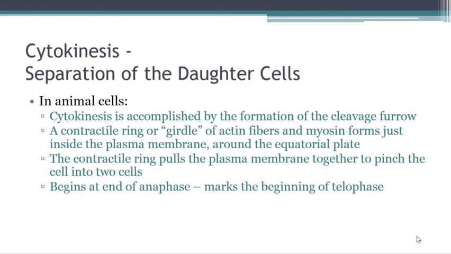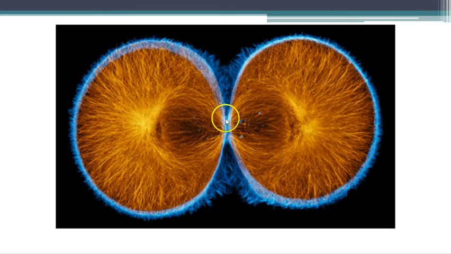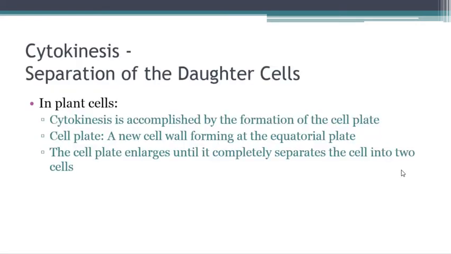And this is going to begin at the end of anaphase, and it actually marks the beginning of the telophase. So cytokinesis and telophase are happening at the same time, right? And this is what it looks like. You've got this little ring here, and it's started out like this, and then it got smaller and smaller and smaller until these pinch off. Now you've got 2 new, beautiful, identical cells.